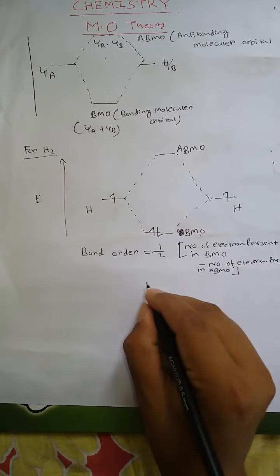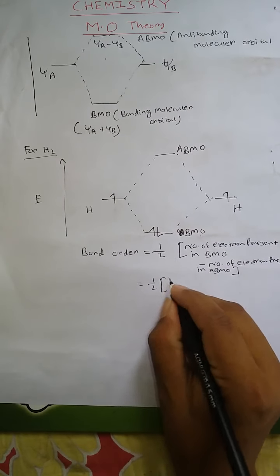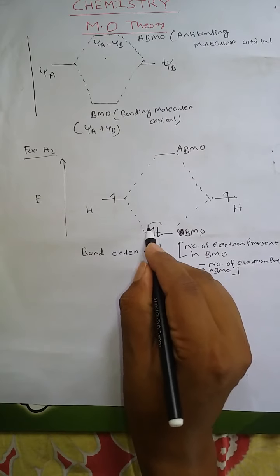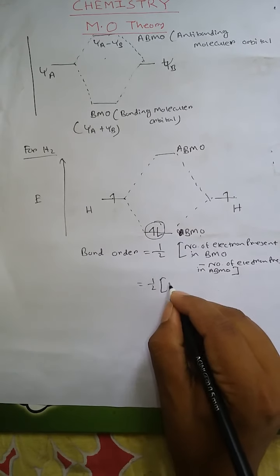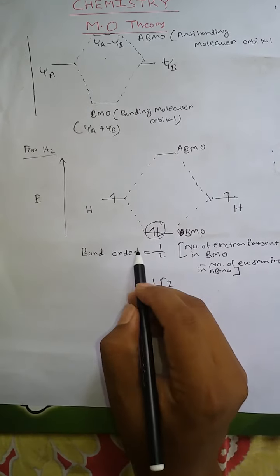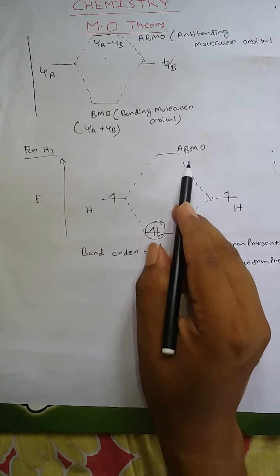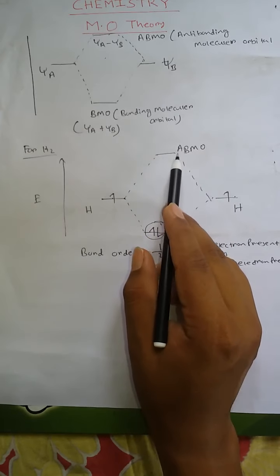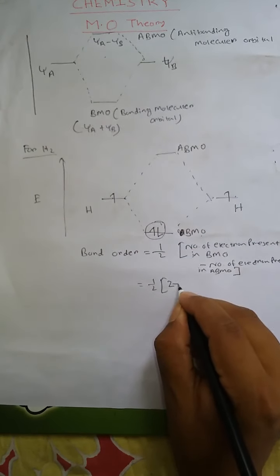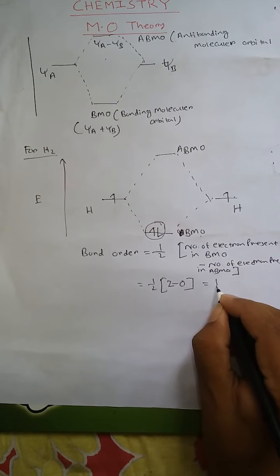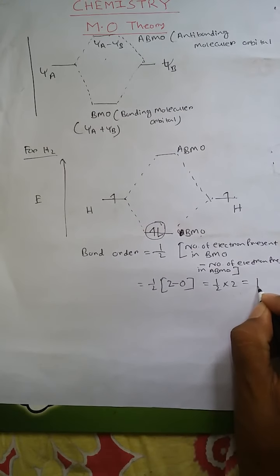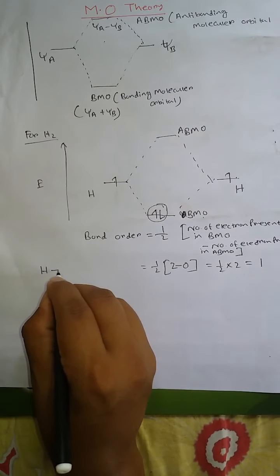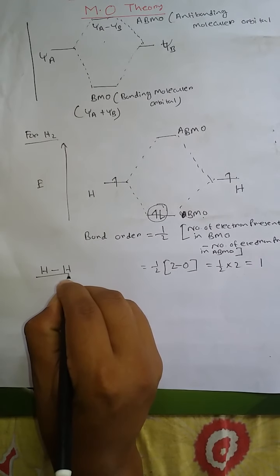So in case of hydrogen molecule, the number of electrons present in BMO is 2. In ABMO, the number of electrons present is 0. So half into 2, that means 1. So the bond order of hydrogen is 1.